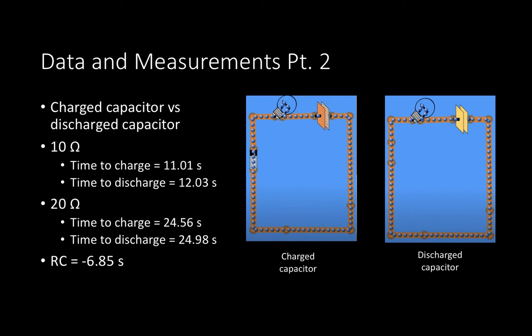Here we have a charged capacitor versus a discharged capacitor. With the 10 ohm, we have the charge time equaling 11.01 seconds, and the time to discharge equaling 12.03 seconds. Then with the 20 ohm, the time to charge is 24.56 seconds, and the time to discharge is 24.98 seconds. And then your RC value is -6.85 seconds, which you get by doing -1 divided by the Y value, I think, in the ln equation.